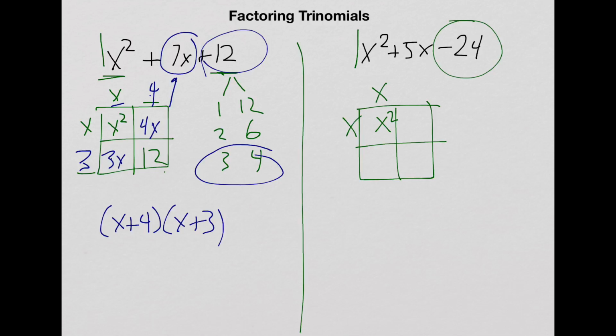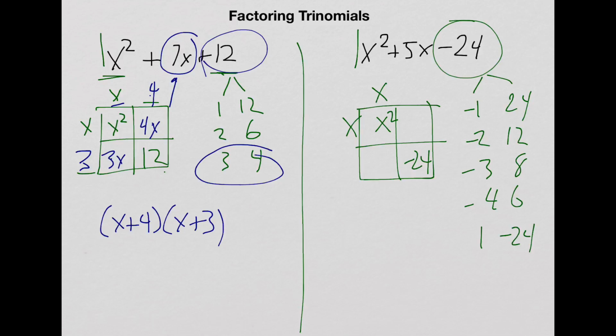Now in this case, I have the negative 24, so since that's negative, I know one of my factors is negative and one is positive. So again, I'm going to go 1 and 24, 2 and 12, 3 and 8, 4 and 6. But either these are negative and those are positive, or I have 1 and negative 24, 2 and negative 12, 3 and negative 8, 4 and negative 6. So I've got to consider both ways.